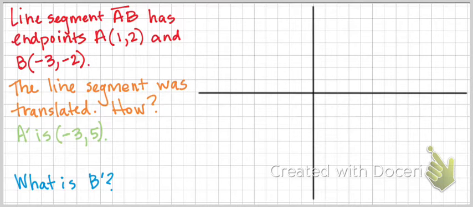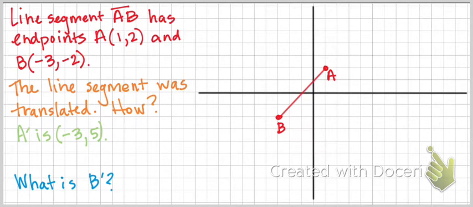Here we're told line segment AB has endpoints (1, 2) and (-3, -2). Let's plot that. They're telling us that this line segment was translated, and they want us to figure out what happened. How far did it move up or down? How far did it move to the left or right? They're telling us that A prime is (-3, 5).